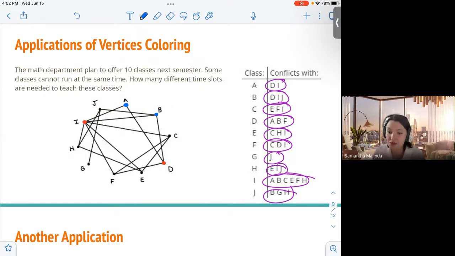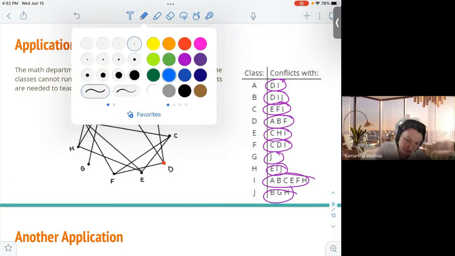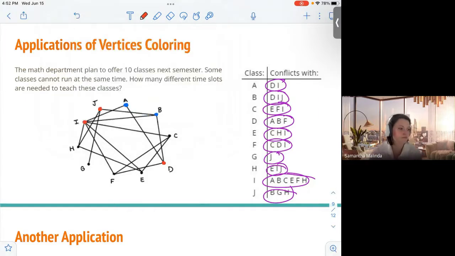Another one I might do is J. J is connected to B, which is blue. And so I'm going to make J red. The next one I might see that has two connections is H. It has I and J. So let's go ahead and make that blue. And then let's look at E.